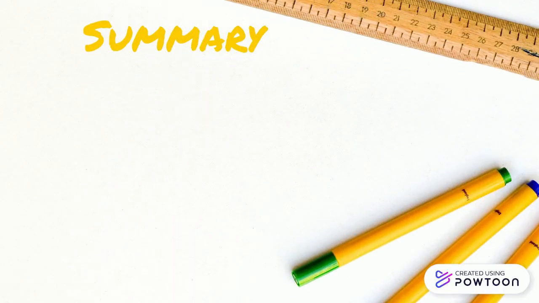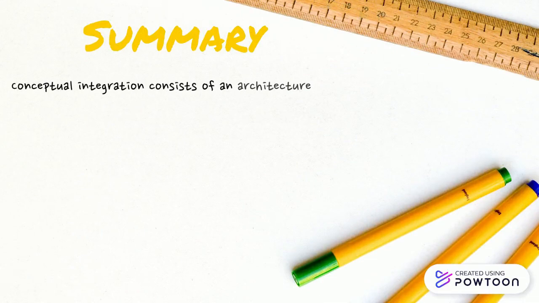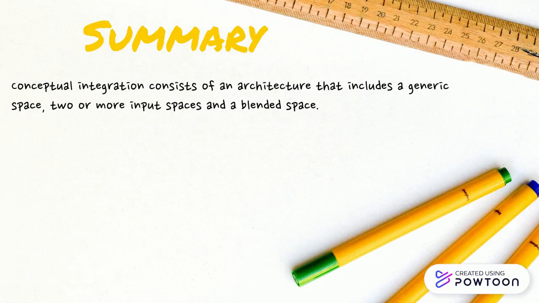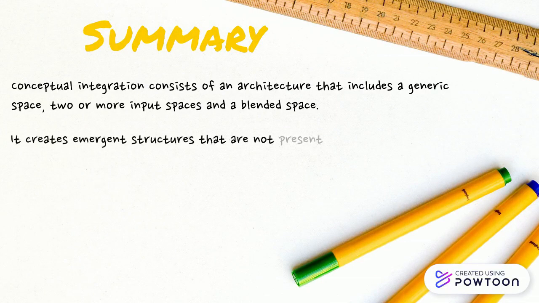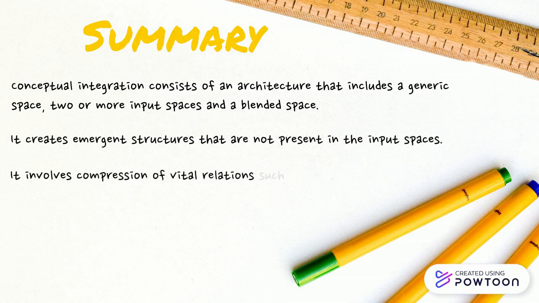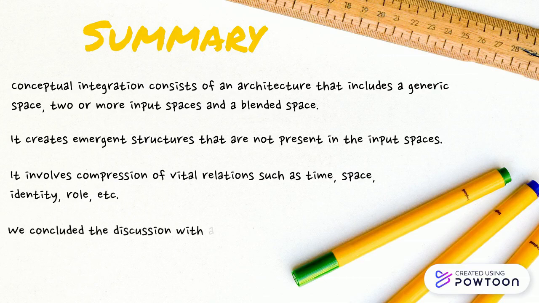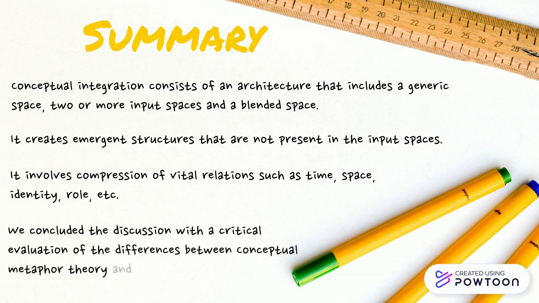Let's summarize what we discussed. Conceptual integration consists of an architecture that involves generic space, two or more input spaces, and a blended space. It creates emergent structures that are not present in the input spaces. It involves compression of vital relations such as time, space, identity, role, etc. We concluded the discussion with a critical evaluation of the differences between conceptual metaphor theory and blending theory.